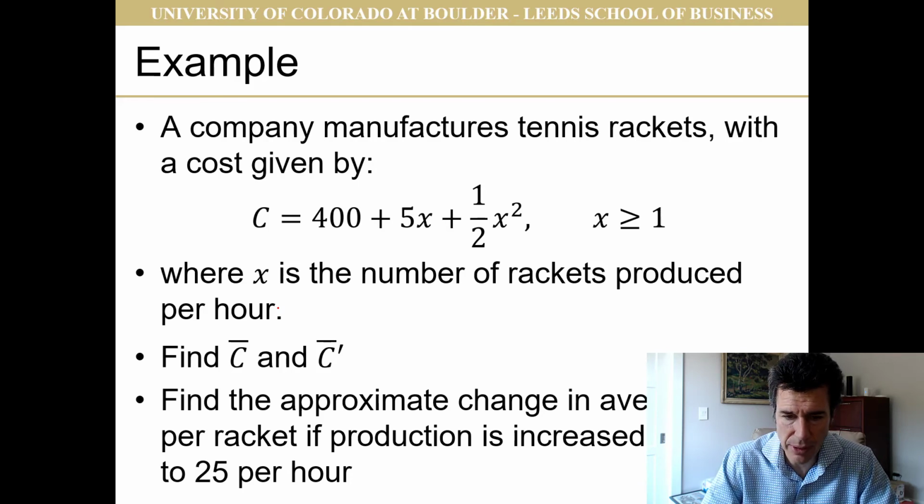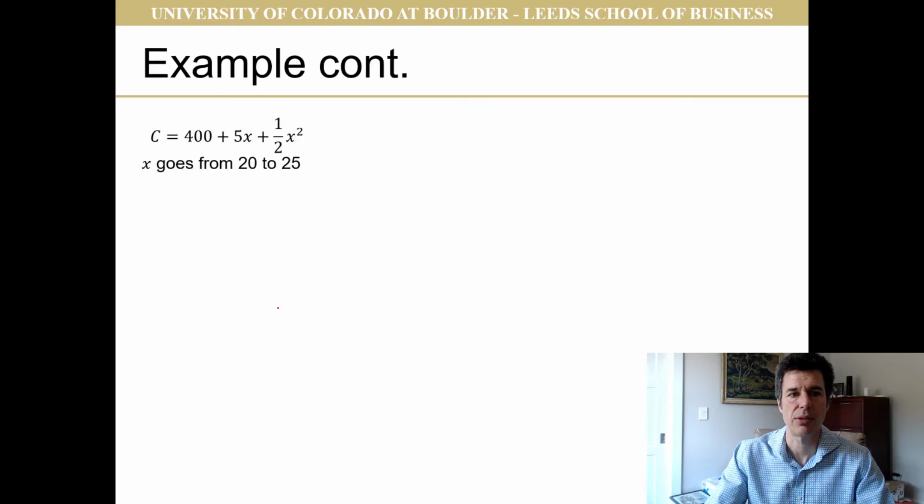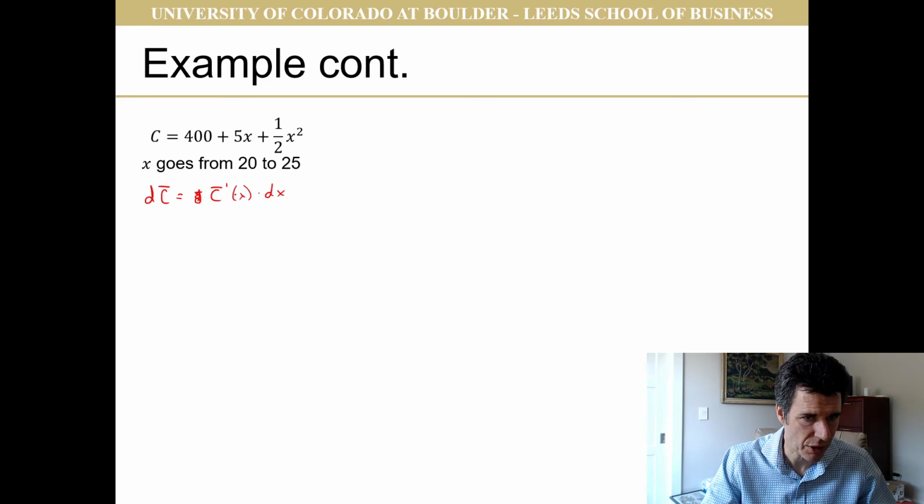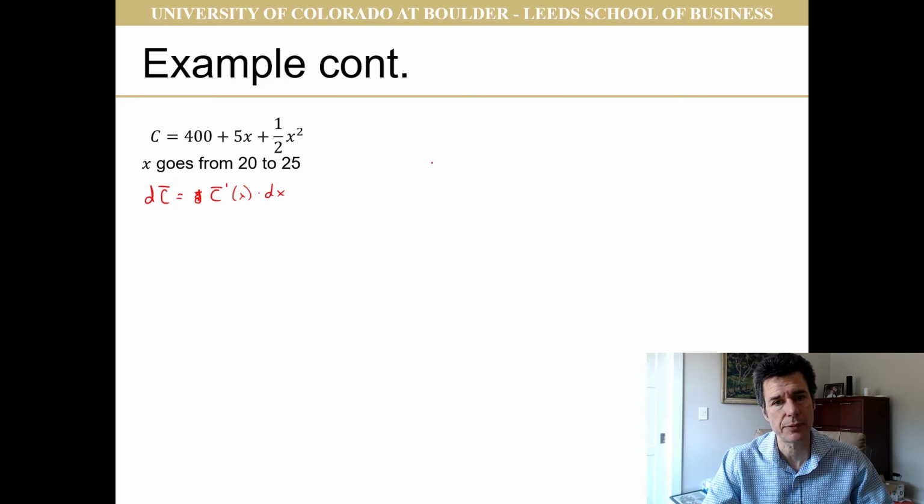Again, we're doing an approximation here, so we're using differentials. So here are my equations, and here's what I want to calculate. dc bar is c bar prime of x times dx, right? Differential is the derivative of the function times dx. Okay, so we need to calculate the average cost function. We need to take its derivative. We're going to plug 20 into the derivative of the average cost function. Dx is 5, and we're going to calculate.